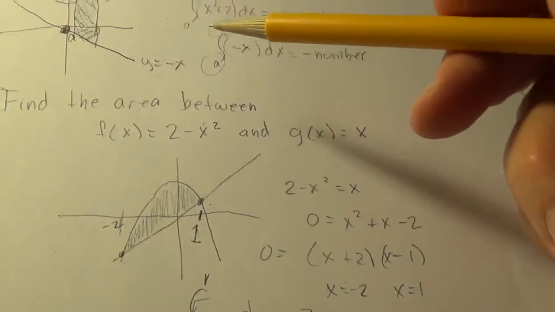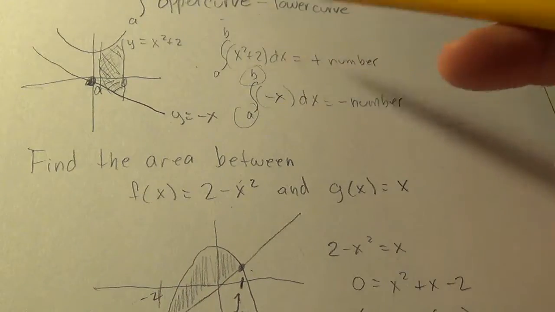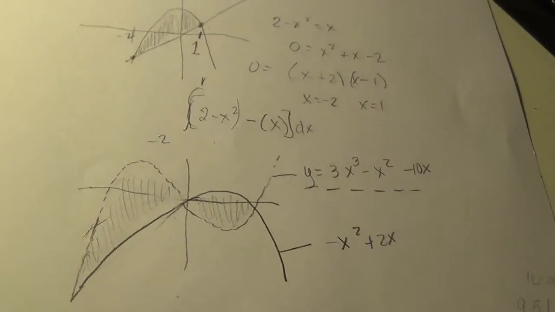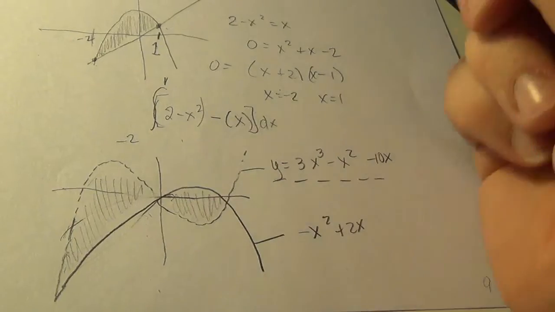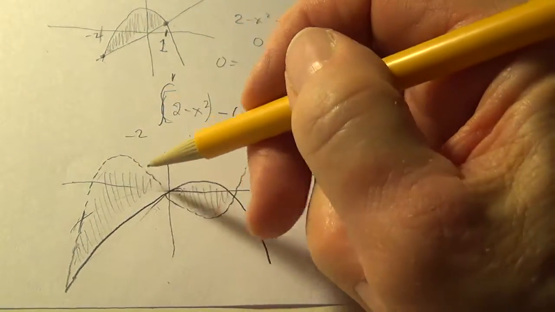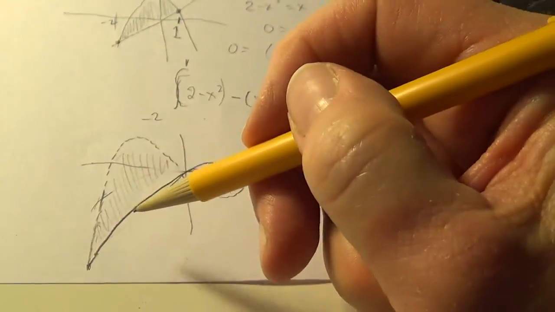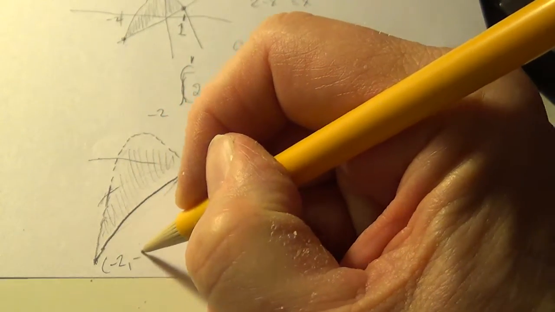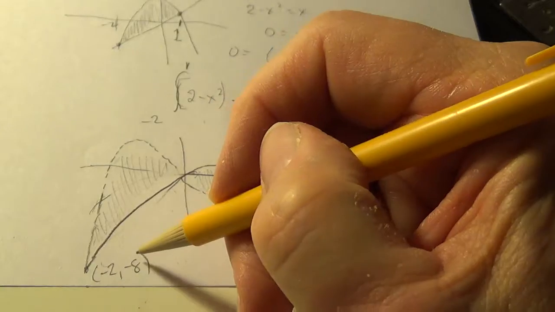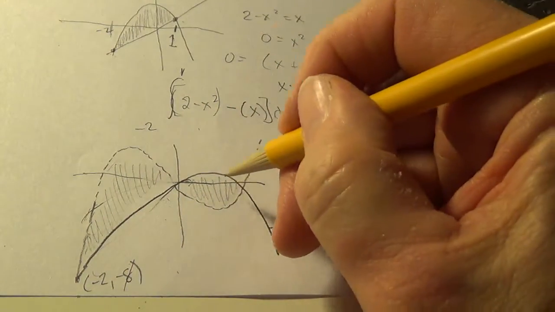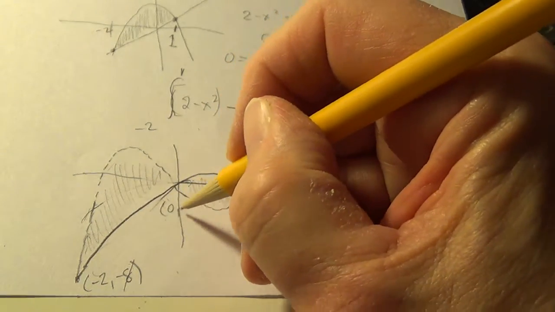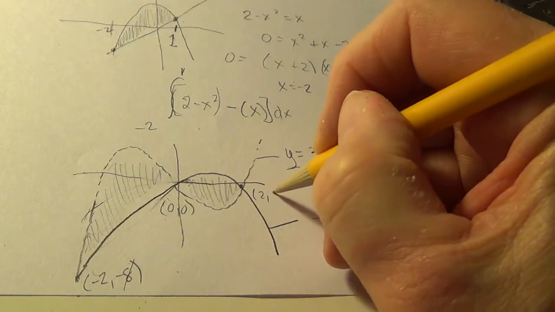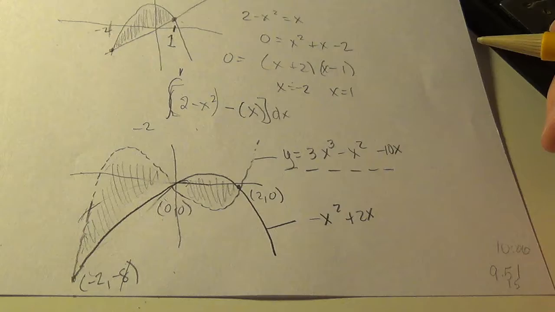So how are we going to do upper minus lower when they flip-flop? Well, you're going to have to do it in pieces. First of all, you're going to have to find that point. This one happens to be minus 2, minus 8. We don't really need the minus 8 part. And this is 0, 0. And this point is 2, 0. You have to come up with that, or it has to be given.